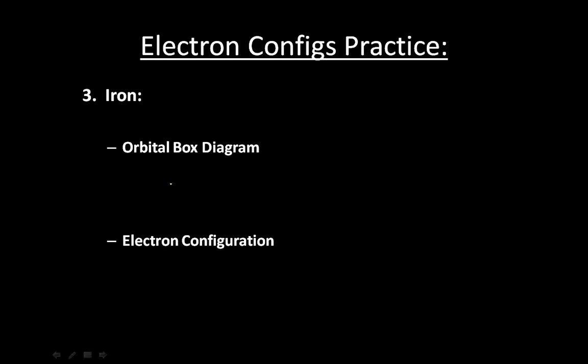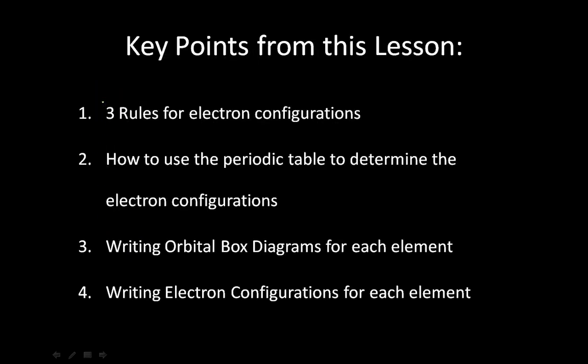Okay, here's your assignment. You need to write out the orbital box diagram and the electron configuration for iron and bring that to class with you. Finally, if you can do these 4 points, you are good to go on this concept. So first of all, do you know the 3 rules for electron configurations? Do you know how to use the periodic table and those rules to determine the electron configuration? Can you write orbital box diagrams? And can you write electron configurations? Now, we're going to practice with some harder ones in class, but if you can do the basic ones, you are ready for class tomorrow.